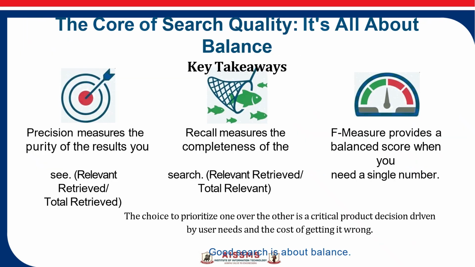To summarize the core of search quality, precision measures purity, that is relevant retrieved divided by total retrieved. Recall measures completeness, that is relevant retrieved divided by total relevant. F measure provides the balance. Ultimately, choosing which to prioritize is a critical product decision driven by the specific needs of your users.